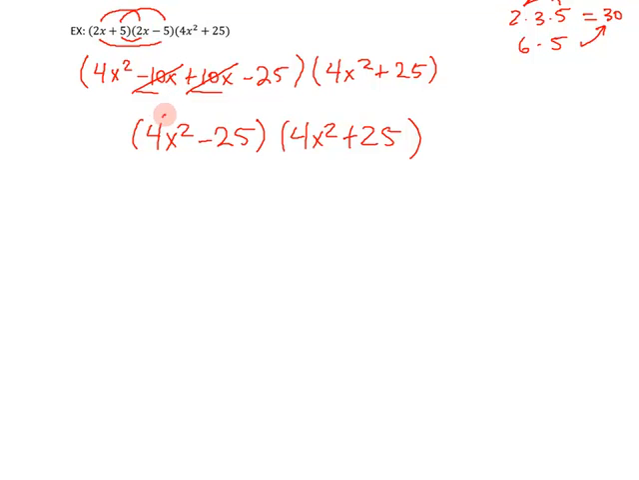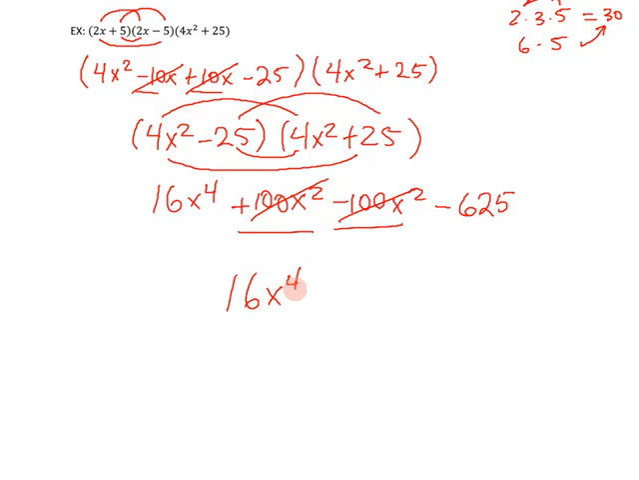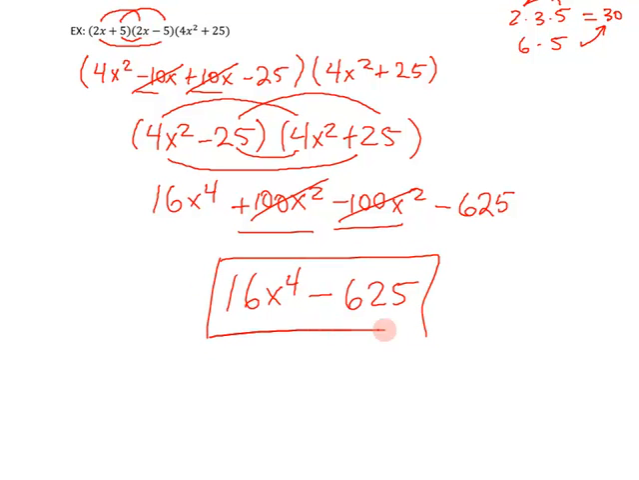Now we multiply again. So first is 4x squared times 4x squared, 16x to the 4th. 4 times 25 is 100, so 100x squared. Minus 25 times 4 is minus 100x squared. And then minus 25 times positive 25 is minus 625. Combining like terms, the middle terms again cancel, and I'm left with 16x to the 4th minus 625. There's my final answer.